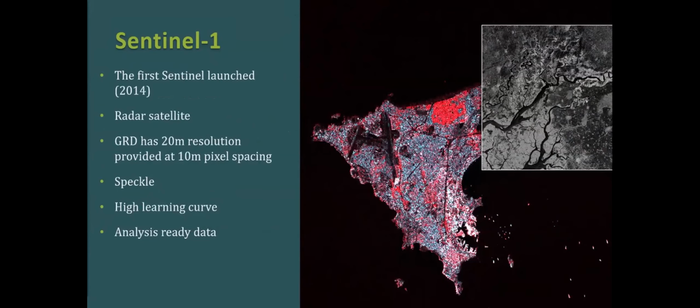Next up, Sentinel-1. This was, as the name implies, the first Sentinel launched, which was in 2014, and this is a radar satellite. The resolution is about 20 meters per pixel for GRD data, and this is provided at 10 meter pixel spacing, and we won't go into detail about what this means. So radar is also inherently noisy, which we call speckle, and as we mentioned previously, the high learning curve is an issue for many users. So that's why on Sentinel Hub, you can actually get analysis ready data by using select presets.